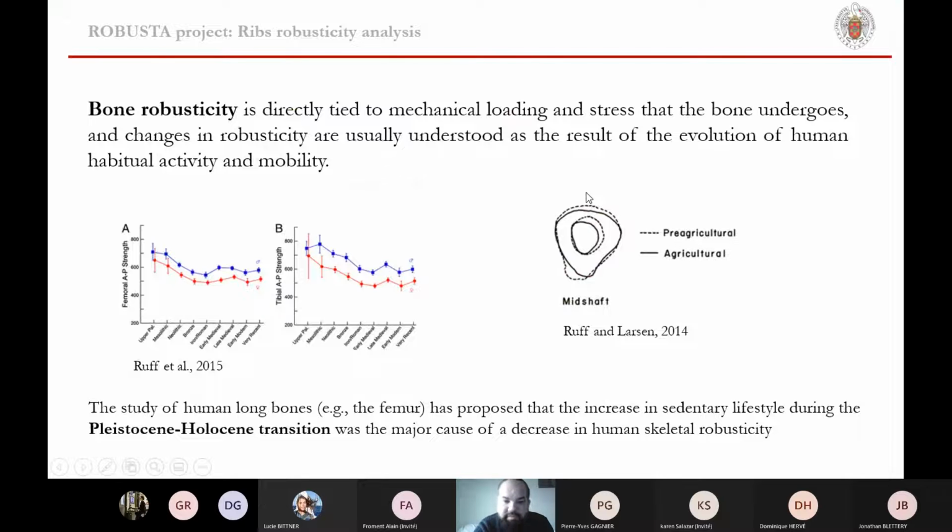You can see here also, from the work of Ruff and Larsen in 2014, that there are differences in the cross-section of the femur between pre-agricultural and agricultural humans. So the study of human long bones, for example the femur or the tibia, has proposed that the increase in the sedentary lifestyle during the Pleistocene-Holocene transition was the major cause of a decrease in human skeletal robusticity.